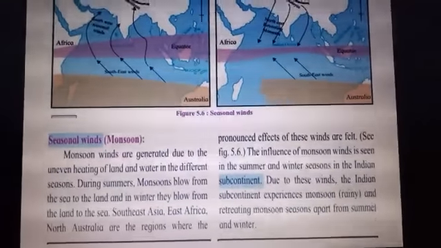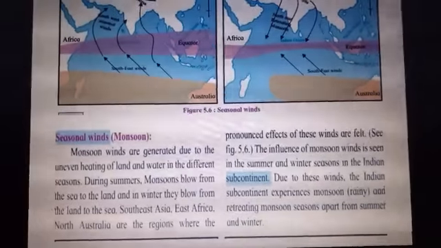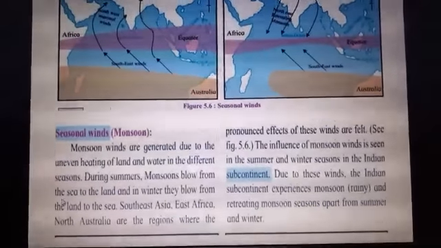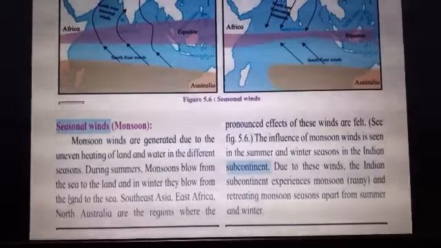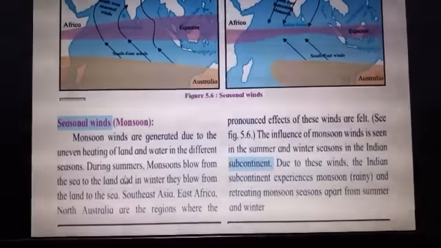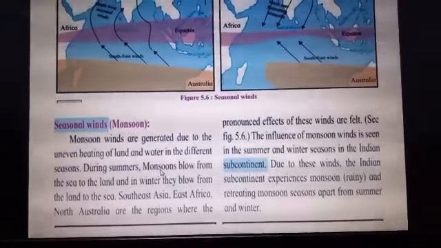the winds are developed, they are blowing. During summers, monsoons blow from the sea to the land. So during the summer season, the winds are blowing. That is the monsoon winds.